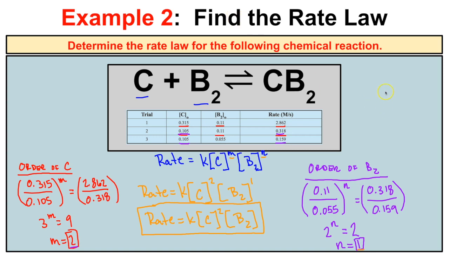Finally, what if we're asked to figure out the order of this entire reaction? So we want to know the order of this reaction. The order of the reaction is equal to the sum of the order of our reactants. So we have 2 here for C, and we have 1 here for B2. So this is going to be a third order reaction. Alright, so this is going to be the rate law for this chemical reaction, and it is a third order chemical reaction. Let's take a look at another example.